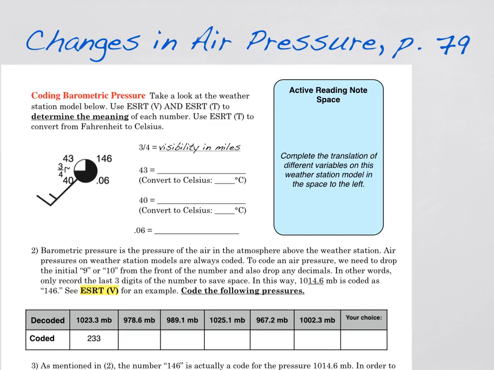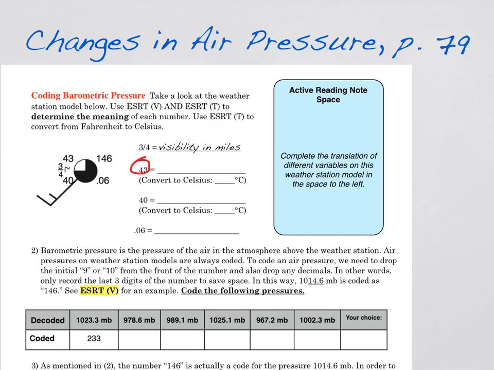What we're going to do today is talk a little bit about how to look at this weather station model that we've seen before, but now we're going to talk about the numbers over here, specifically the number for barometric pressure. As you read about, the barometric pressure is coded, meaning that the actual air pressure is not 146, it's something else. So let's just quickly review.